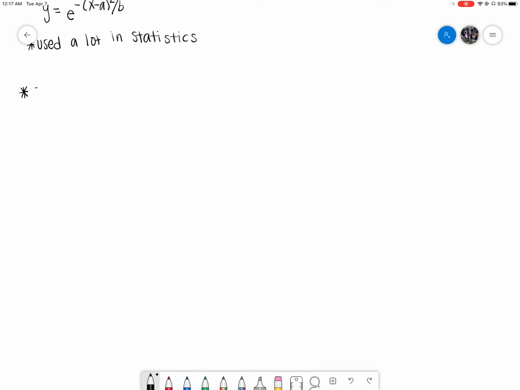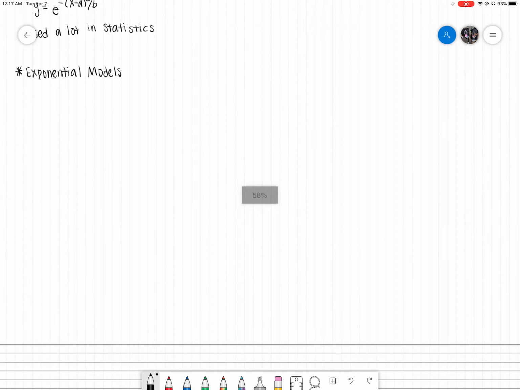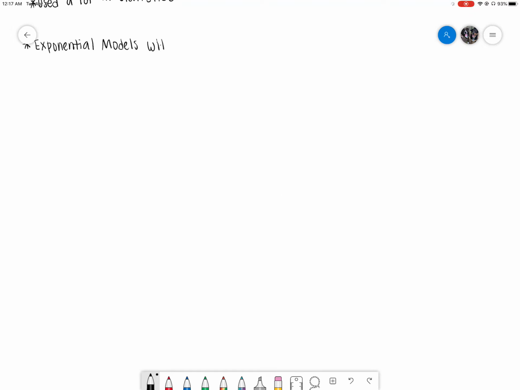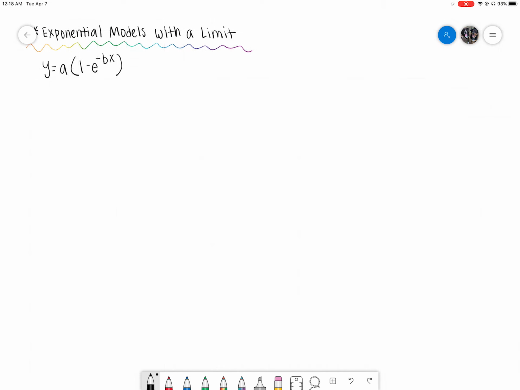Next up, exponential models with a limit. So in this case, we've got y equal to a times 1 minus e to the negative b x. Something similar, I'll leave it there so you can see both.